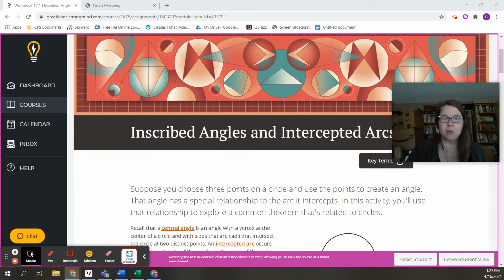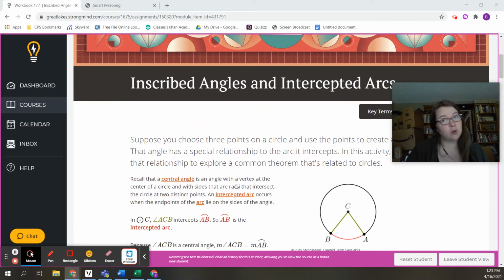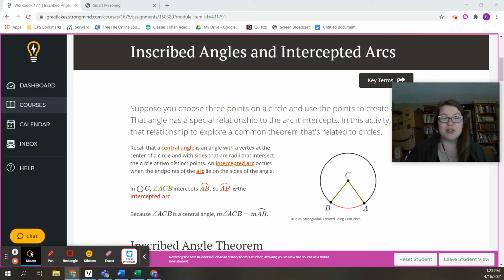We are going to be talking about Workbook 17, which includes the workbooks and the checkpoint for 17. If you are watching this because you are behind and maybe your workbooks are excused, please make sure you watch this part too to make sure that you understand it for the checkpoint. So we have inscribed angles and intercepted arcs.